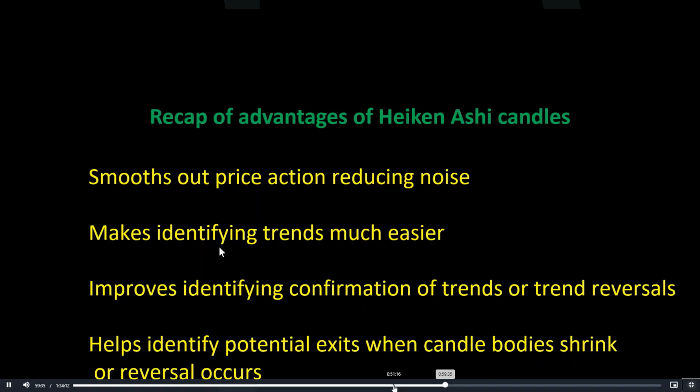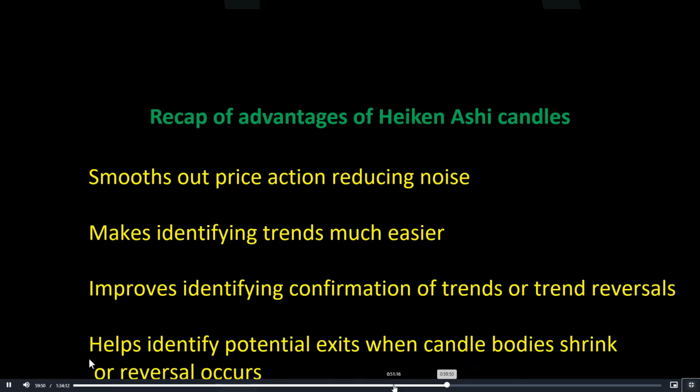It makes identifying trends much easier, obviously. Improves identifying confirmation of trends or trend reversals. This is a big deal. This is a very big deal. And it helps identify potential exits when candle bodies shrink or reversals occur.